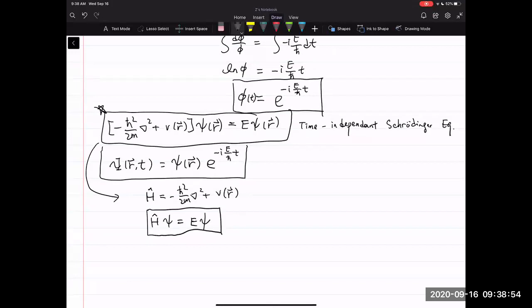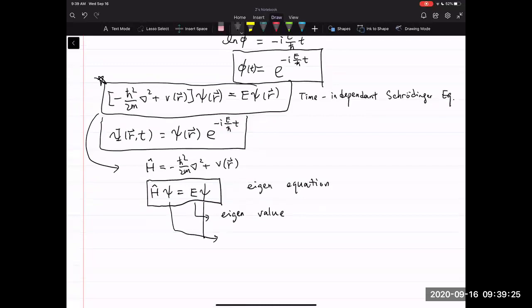This type of equation, an operator acting on something equal to a constant times the same thing, is called an eigen equation, where this constant is called the eigenvalue, and the function, or the solution, is called the eigenfunction.